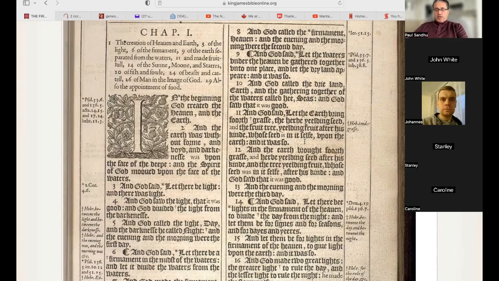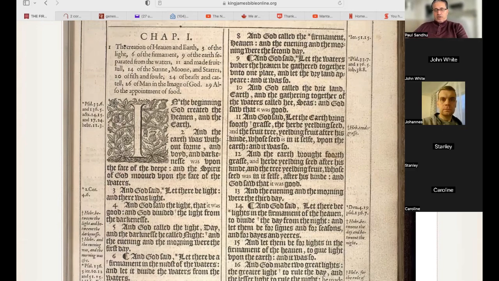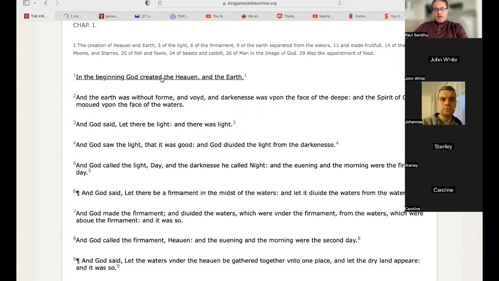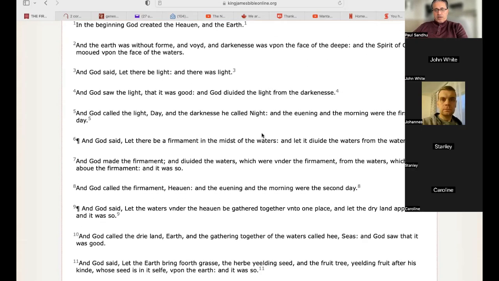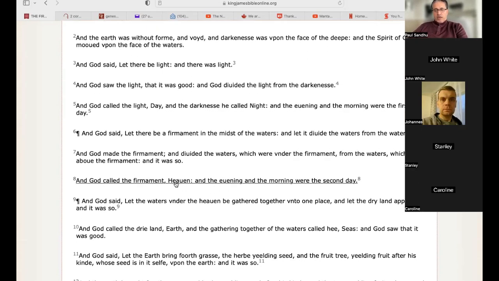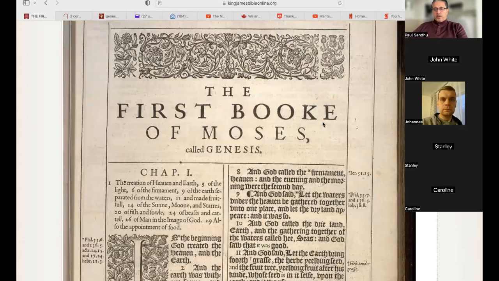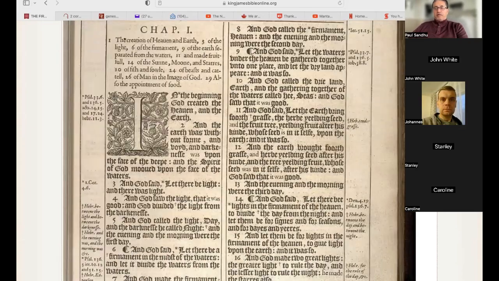Now, what is interesting here is in both these cases, at least in this version of the Bible, if you look at this here, in verse 1, as you can see on the screen, heaven is capitalized. And if you go down to verse 8, in the case of the firmament, this is also capitalized. So these are proper places, proper nouns that are being given to the firmament and to the city of heaven.